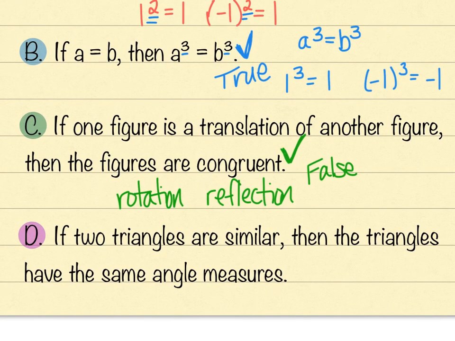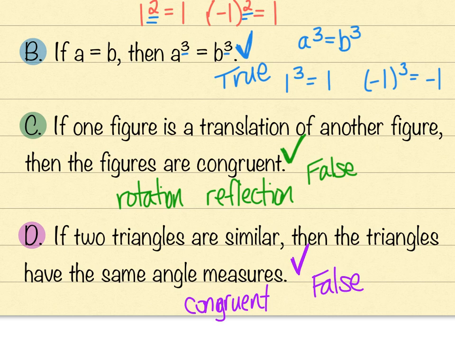And the last one here, example D: if two triangles are similar, then the triangles have the same angle measures. I agree with this statement. Let's see if the converse would be true. If the triangles have the same angle measures, then the two triangles are similar. That is false. If the triangles have the same angle measures, they could be similar, but they could also just be congruent and have the same exact side lengths as well.